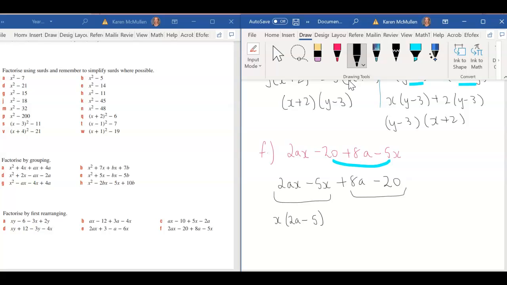What's your common factor? What is it, 4? 2a minus 5. So 2a minus 5 comes out as a common factor, and then we're left with x plus 4. All right, I'm going to leave it there.